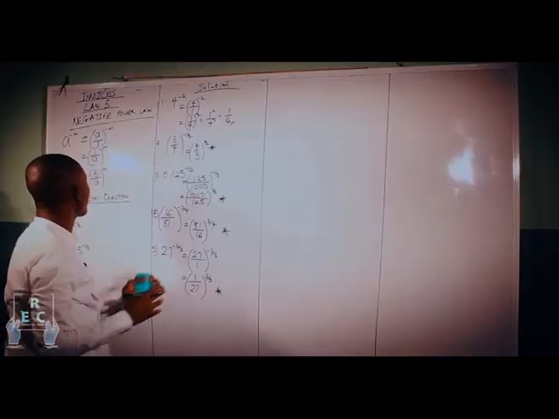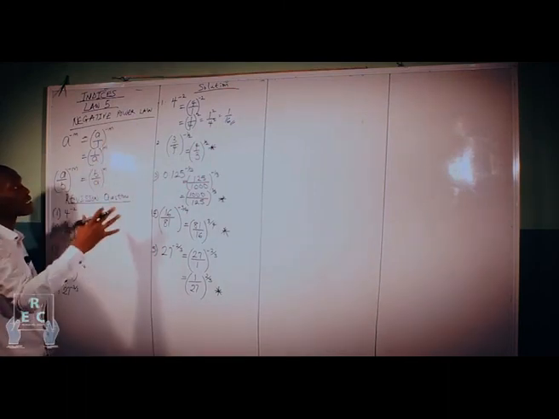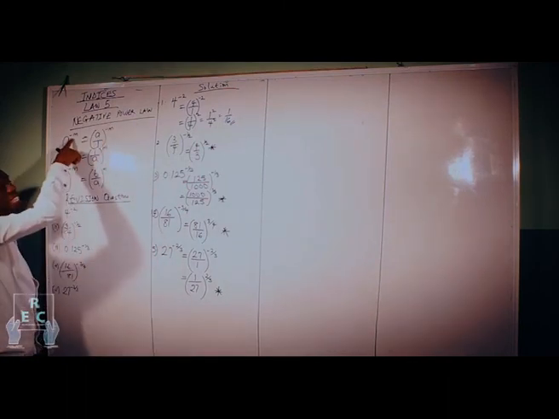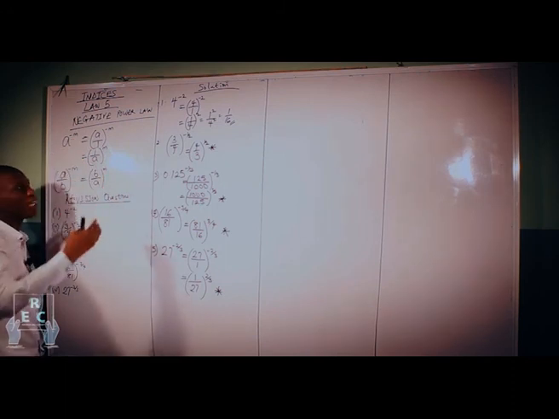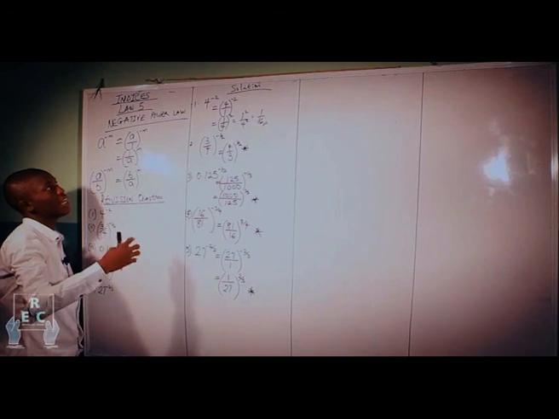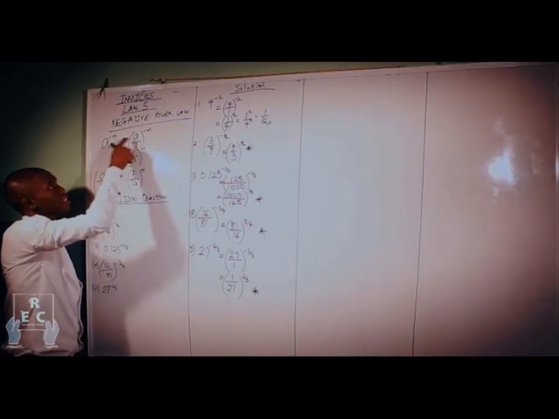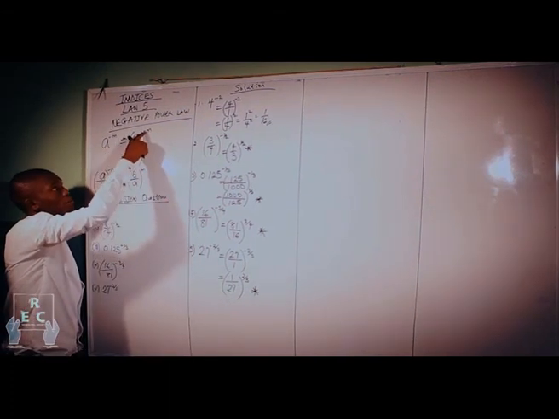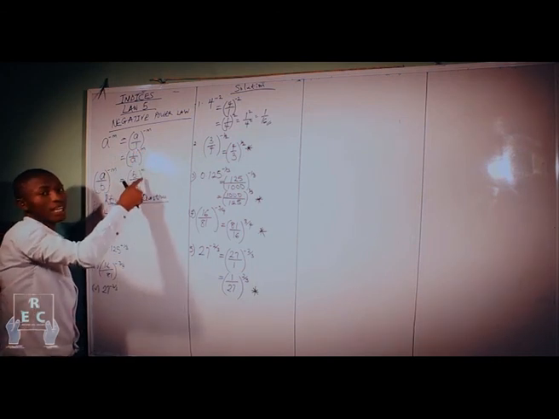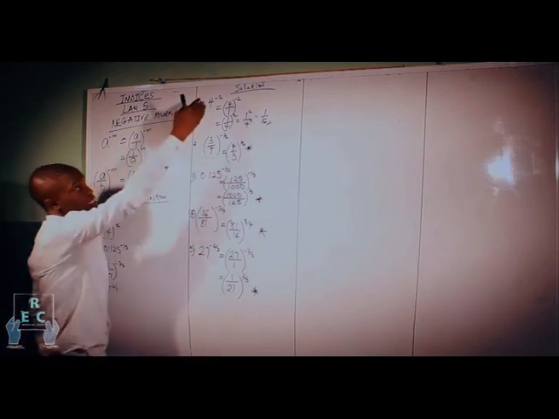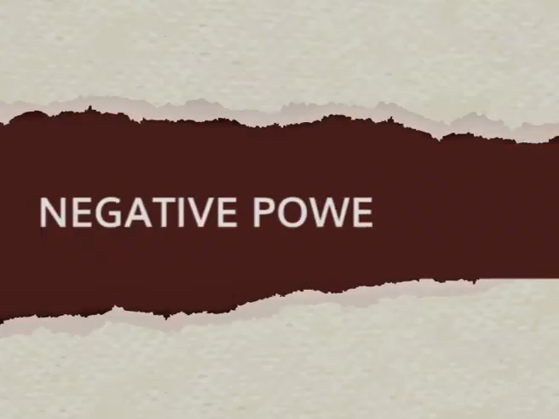So, in summary, the negative power law tells us that whenever we have a negative power, we introduce a reciprocal which will remove the sign. A changes to a over 1, minus sign eliminated. A over b changes to b over a, minus sign eliminated. And that's what we have done here.